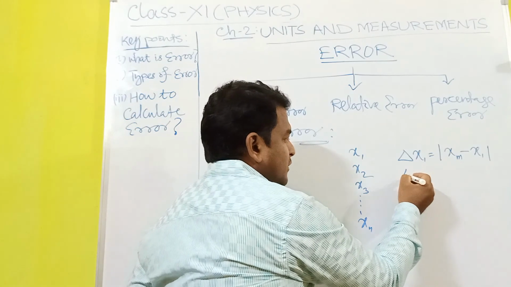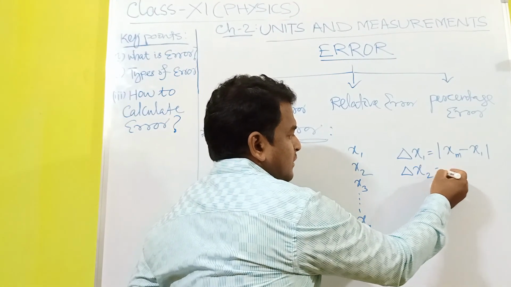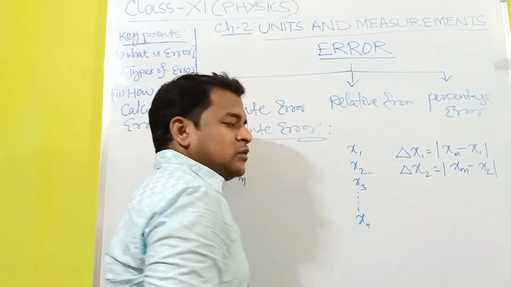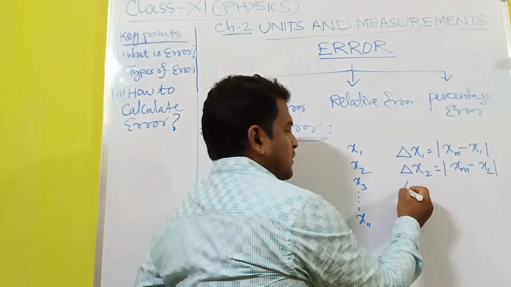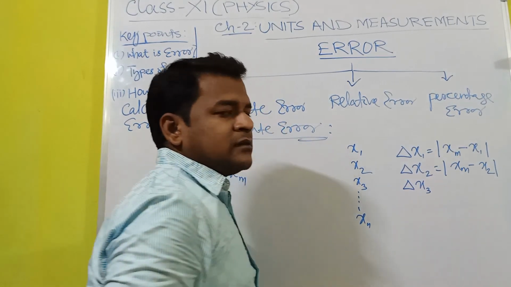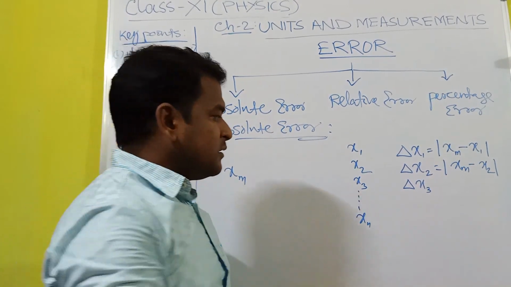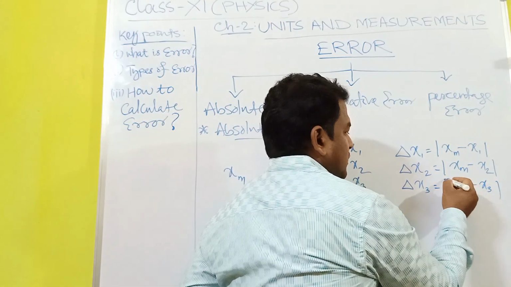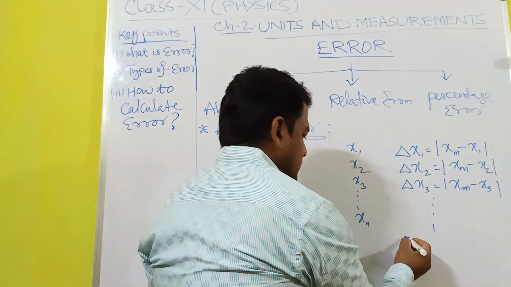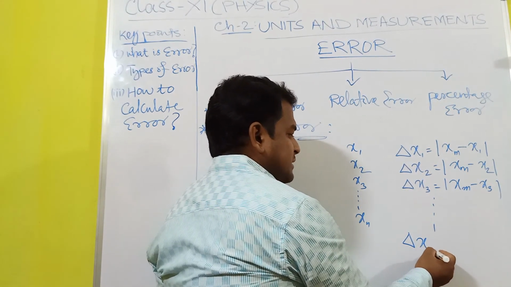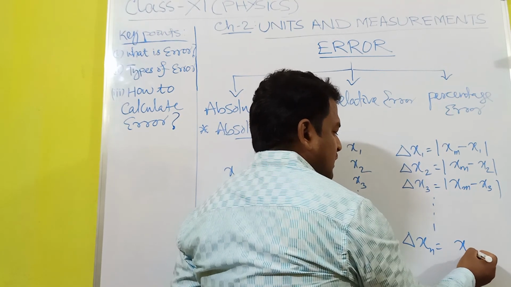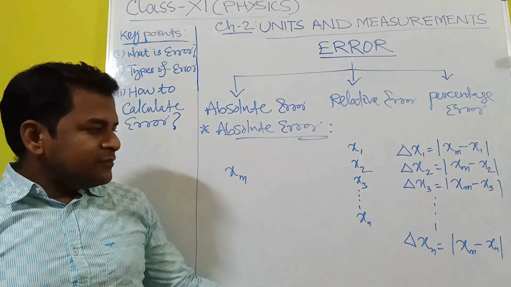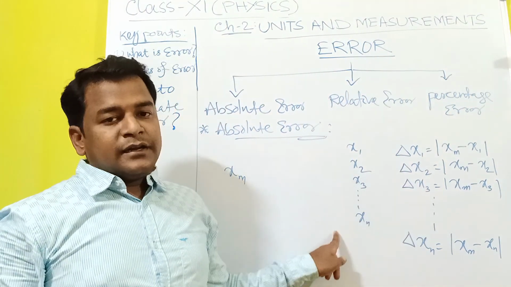Next, the absolute error for the second reading is mod of xm minus x2. The absolute error for observation number 3 is mod of xm minus x3. Similarly, del xn will be mod of xm minus xn. These are the absolute errors for individual readings.